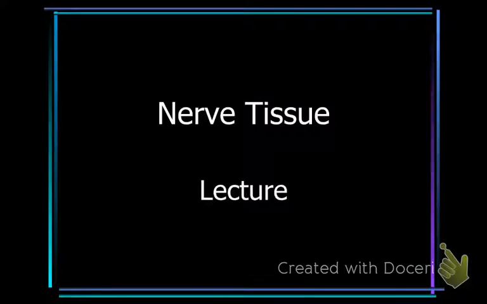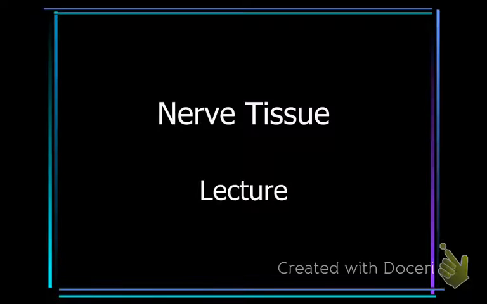Well, welcome anatomy students to another lecture today. We're going to look at nerve tissue. This is our last type of tissue that we're going to examine of our 4 tissue types. Hopefully you've already taken your notes on the muscular tissue. That lecture was about 30 minutes. My goal is for this lecture to take about 15 minutes to get through.